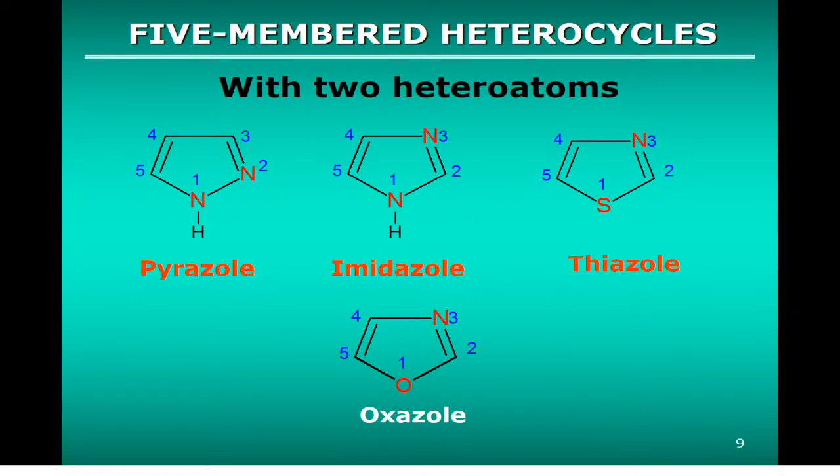But we also have 5-membered rings with 2 heteroatoms. There can be more, but these are the most important. So pyrazole, imidazole, thiazole, and oxazole. These 4 are the most often used and found in nature as well. So pyrazole, take a look, consists of 2 nitrogens as well as imidazole, 2 nitrogens, but they are different according to the nature of the bonds they are bonded with in our ring.